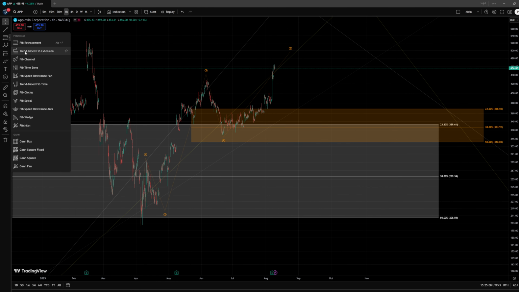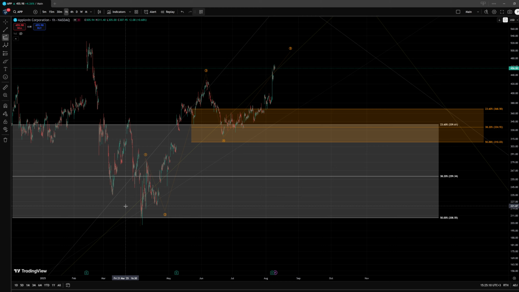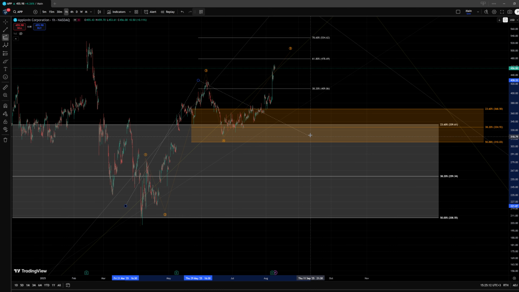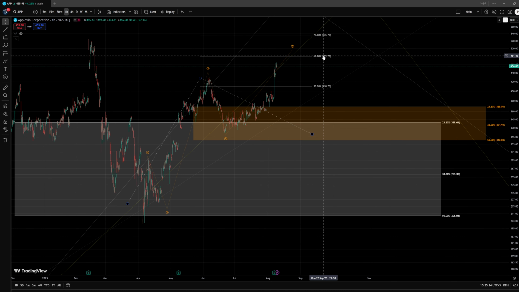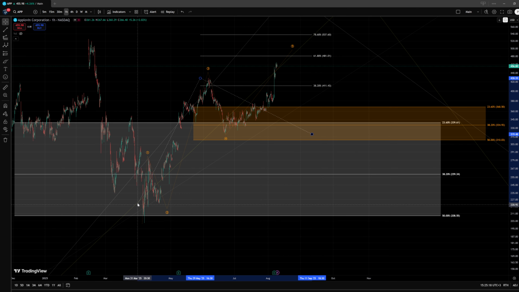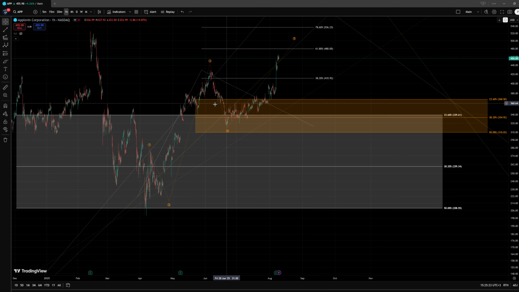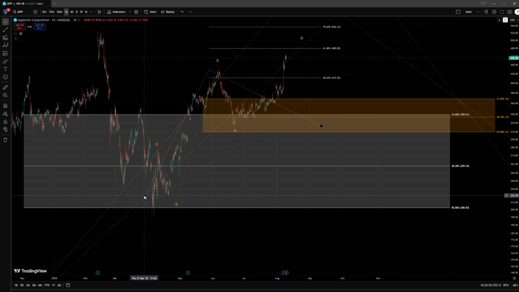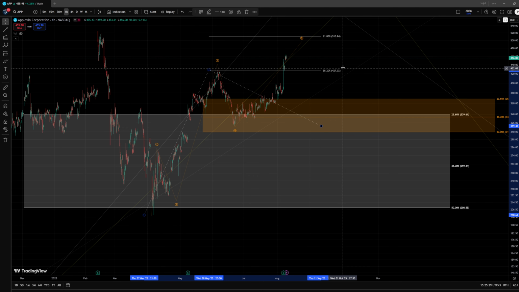Now, the next target for such a 5th wave would be at around $479. Yeah, so the $480 level, and a target after that, if we push through, would be the $510 level.